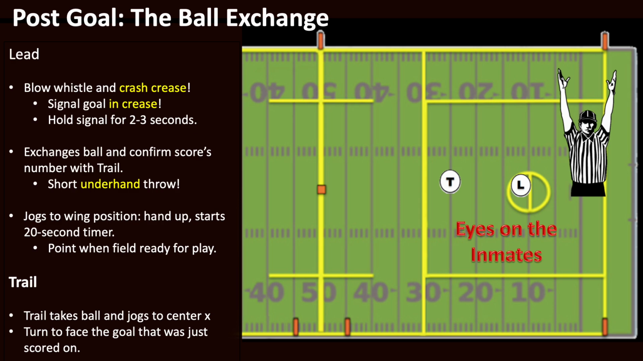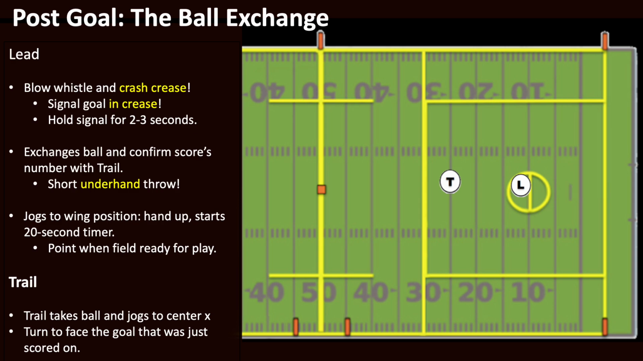The trail official is going to come into the middle of the field, because what we are going to do now, once things have cleared out, is we're going to flip the ball. It is always going to be underhanded. A short underhand throw. Don't be kicking the ball. Don't be rolling the ball. Don't be baseball chucking the ball. Just flip the ball underhand to the trail official. And that trail official is going to take the ball and run up and become the face-off official. And meanwhile, the lead official is now going to become the wing official, and we're going to conduct the face-off.